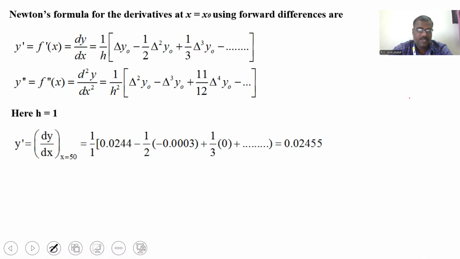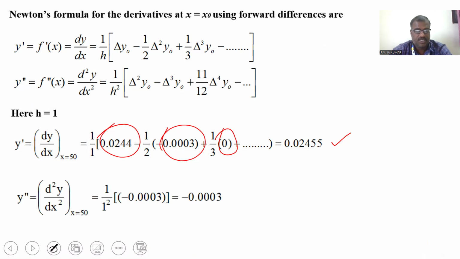Okay, so we have taken the very first value of the first difference, second difference, and third difference. After substituting it, we get 0.02455. This is the first derivative value of the function at x equal to 50. Similarly, we can find the second derivative value of the function at x equal to 50, which is minus 0.0003.